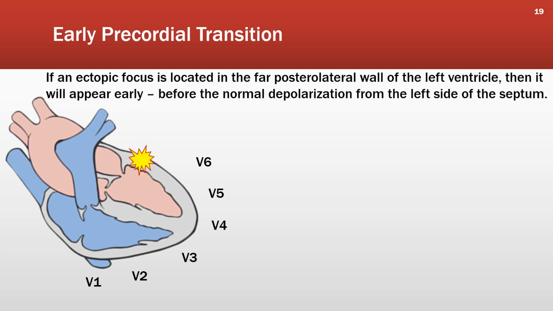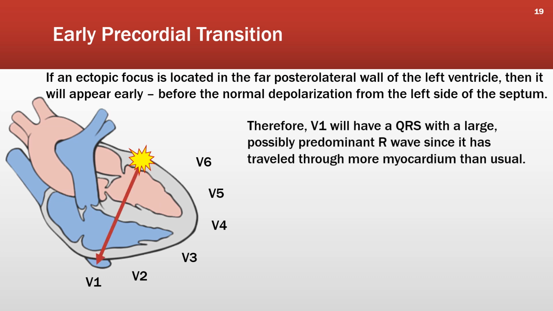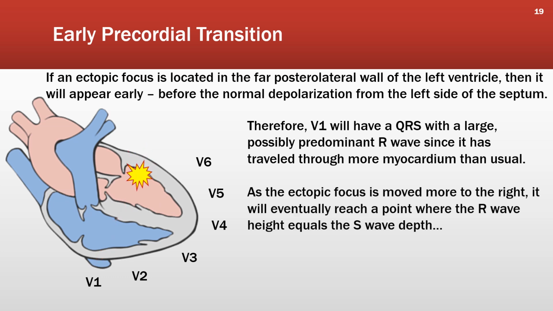If an ectopic focus is located in the far posterolateral wall of the left ventricle, then it will appear early. First of all, because it's ectopic, but also it will appear before the normal depolarization from the left side of the septum. So lead V1 will have a QRS with a large, most likely predominant R wave, since it's traveled through more myocardium than usual. Now, as the ectopic focus is moved more and more to the right, it will eventually reach a point where the R wave height equals the S wave depth, the transition point.